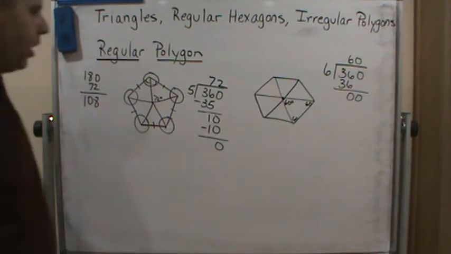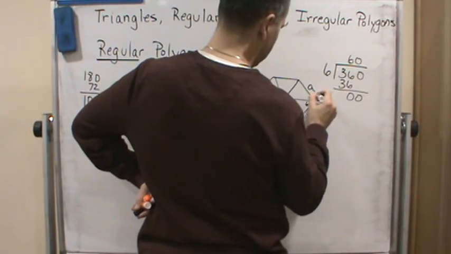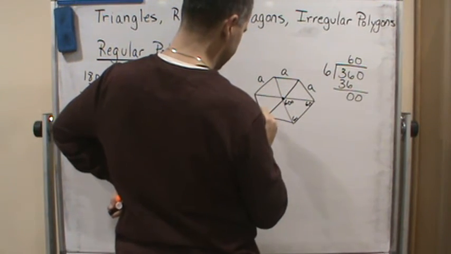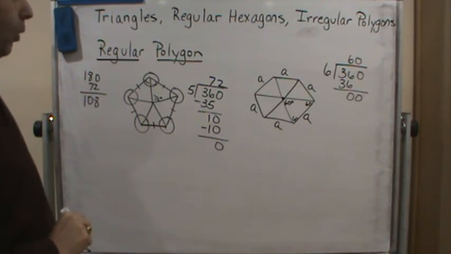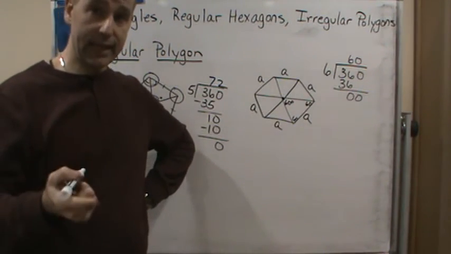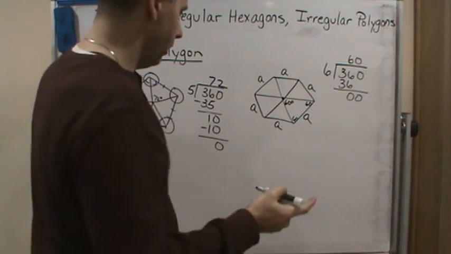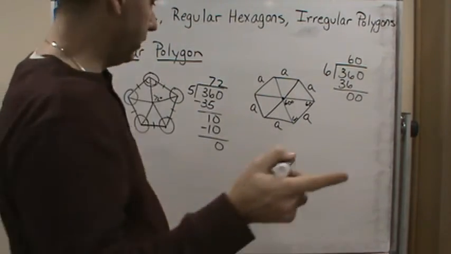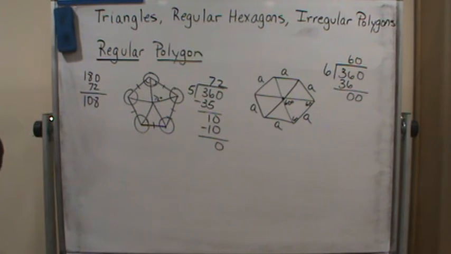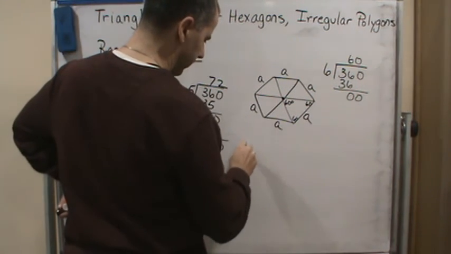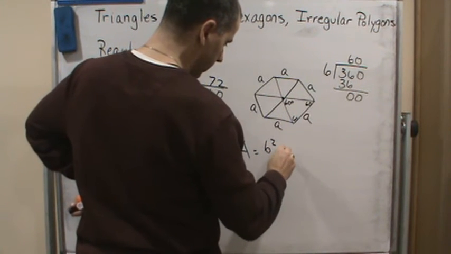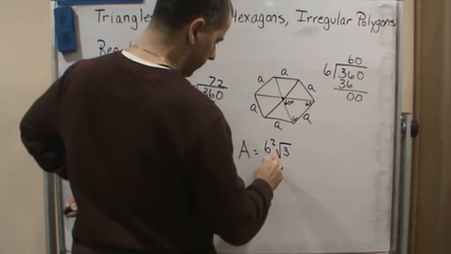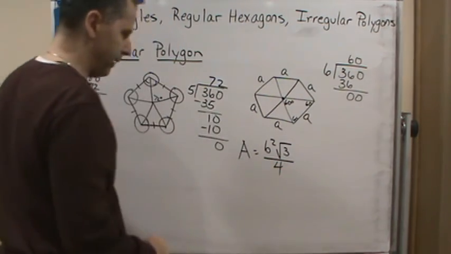Okay, so if I know that each one of these sides is A, well, I already know the formula for an equilateral triangle. What's the formula for the equilateral triangle? For an equilateral triangle, the area was equal to b squared times the square root of 3 divided by 4, right?